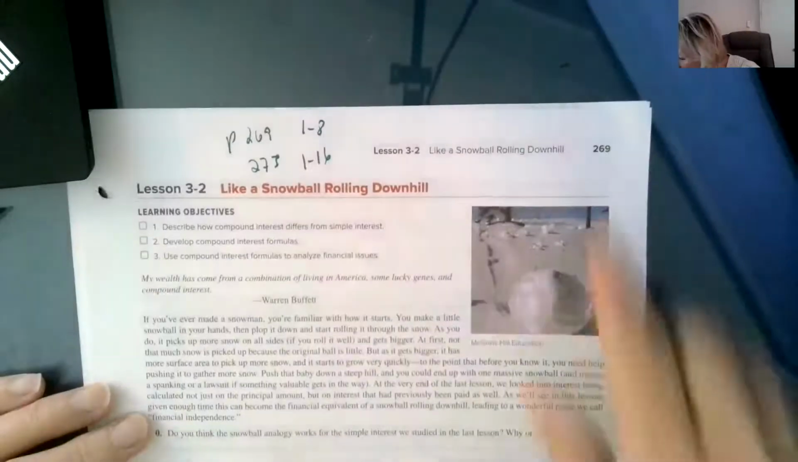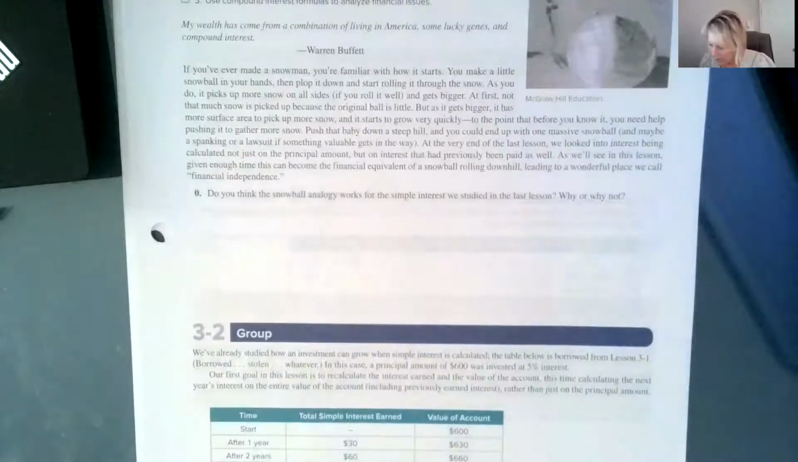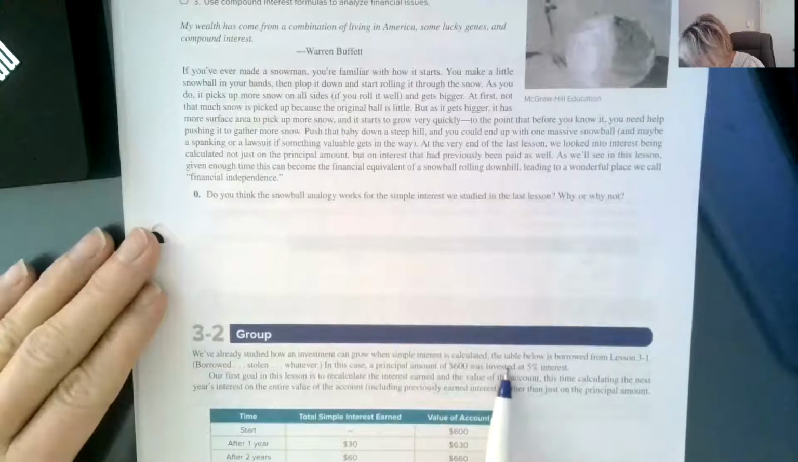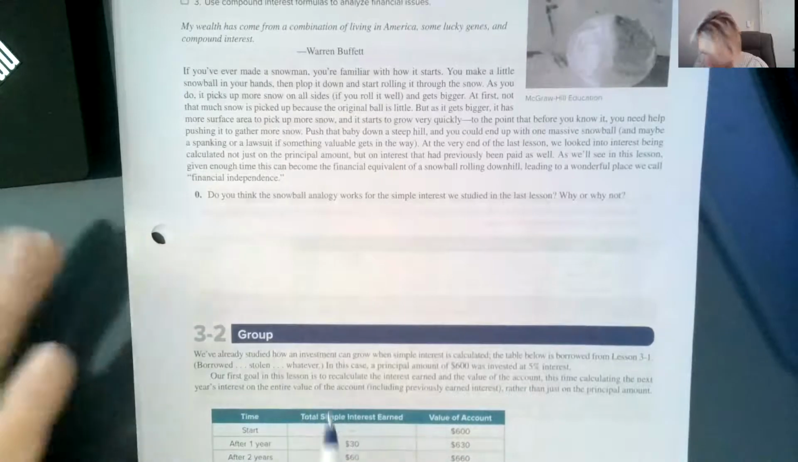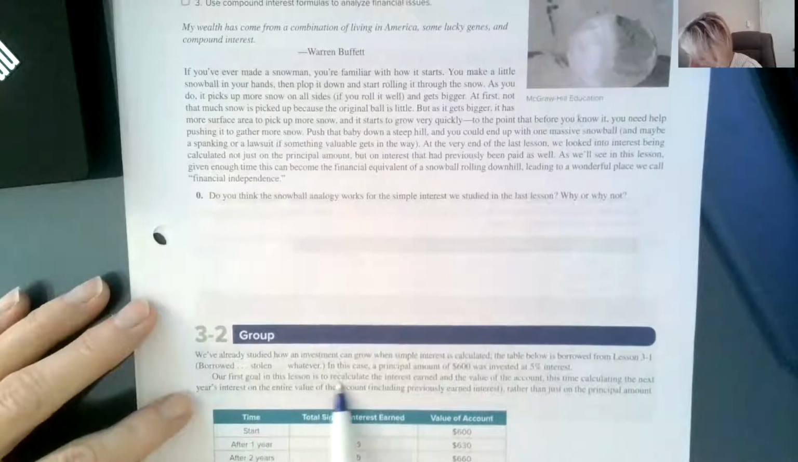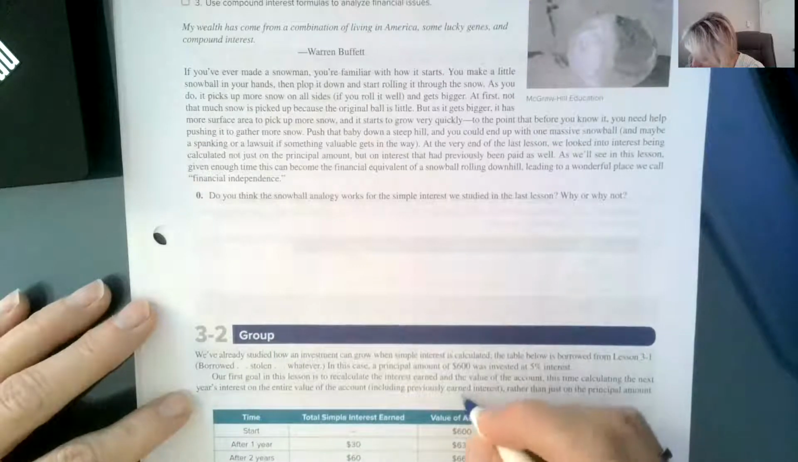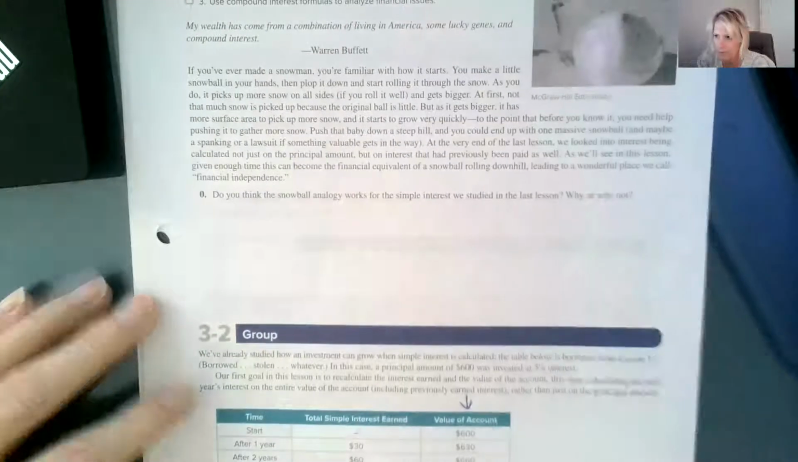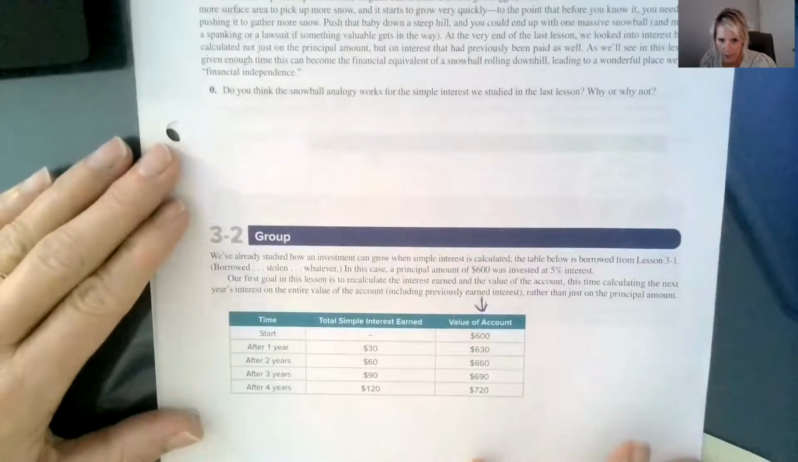We're going to start right here on page 269 at the bottom. Hopefully you've read the intro here. It says, we've already studied how an investment can grow when simple interest is calculated. The table below is borrowed from lesson 3.1. Our first goal in this lesson is to recalculate the interest earned and the value of the account, this time calculating the next year's interest on the entire value of the account, rather than just on the principal. So kind of what we were doing at the end of lesson 3.1.